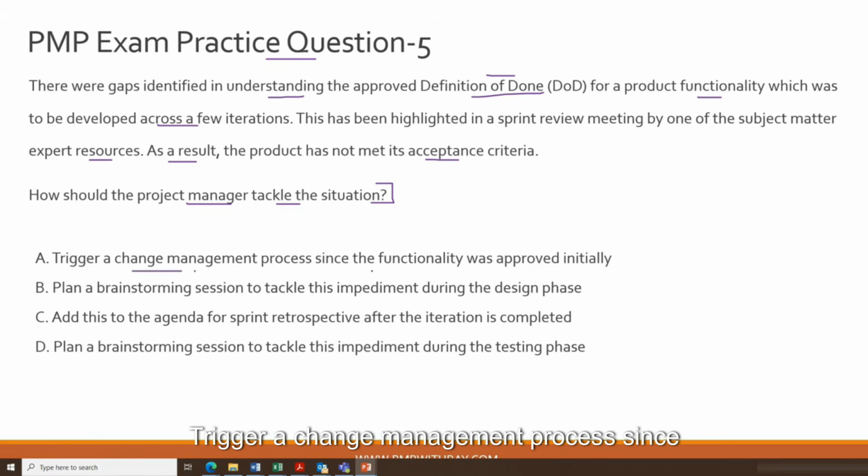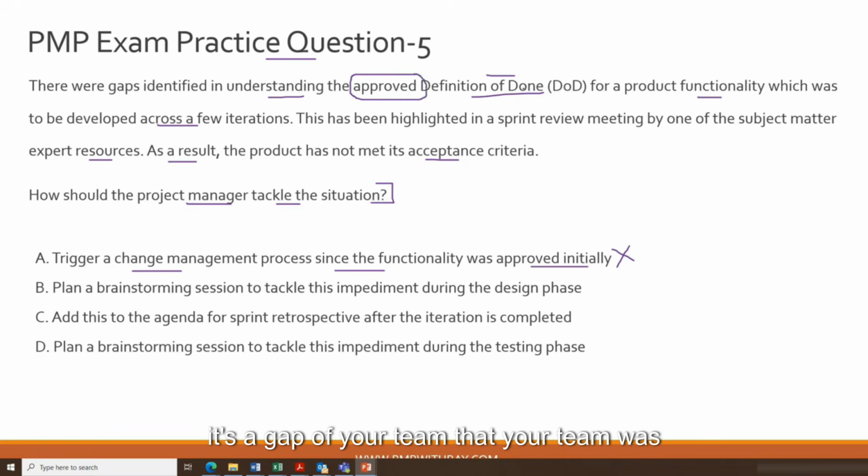Trigger a change management process since the functionality was approved initially. Now, this is incorrect, guys. Definitely the functionality was approved as it is mentioned here, but in the end you need to understand that it's a gap of your team, that your team was not able to understand or comprehend the correct definition of done for the product functionality. So the onus lies on you and your team to correct the situation. You just can't go and raise a change request for something which you have not understood correctly. Okay, so option A is incorrect.